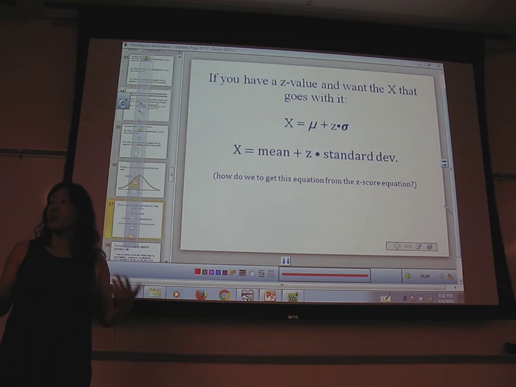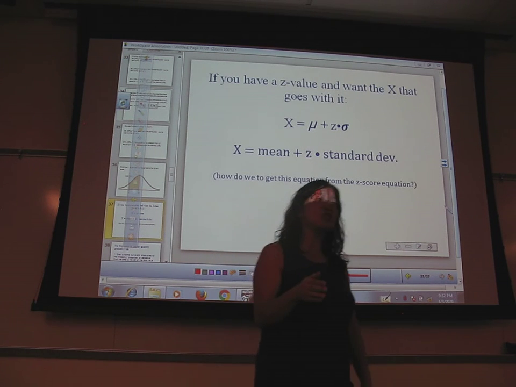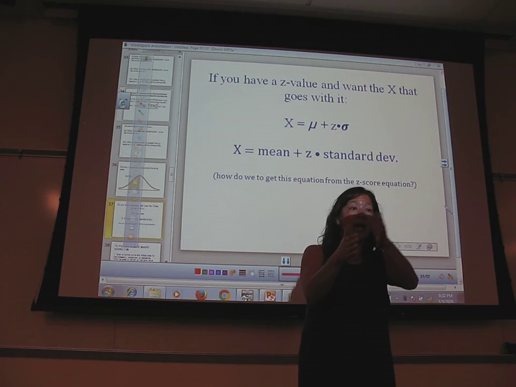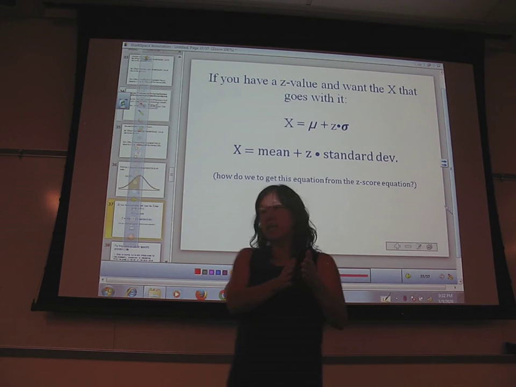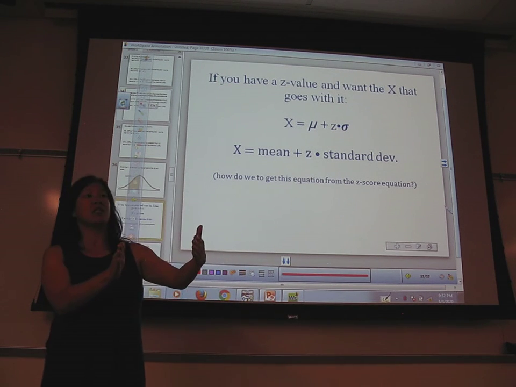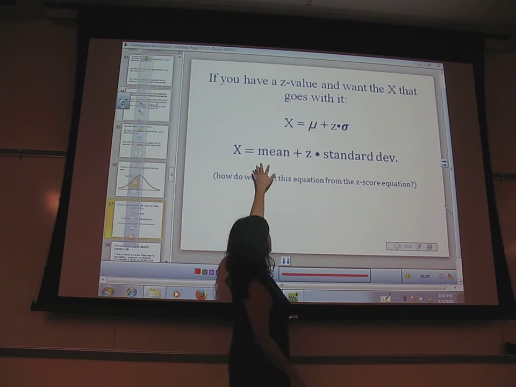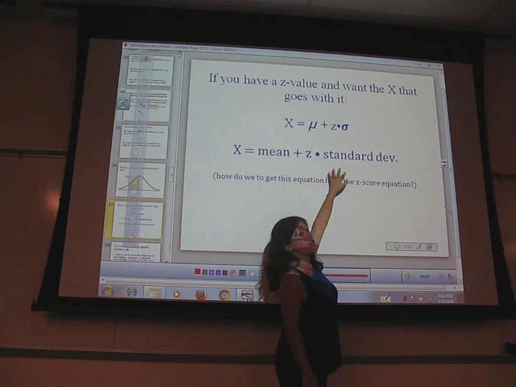How many standard deviations you are above or below the mean. How many standard deviations you are away from the mean. So it means that if my z-score is 1.2, then I'm going to start at the mean and add 1.2 standard deviations. If my z-score is negative 0.7, I'm going to start at the mean and subtract 0.7 standard deviations. Does that make sense? So I start at the mean, and I add whatever my z-score is, that many standard deviations.